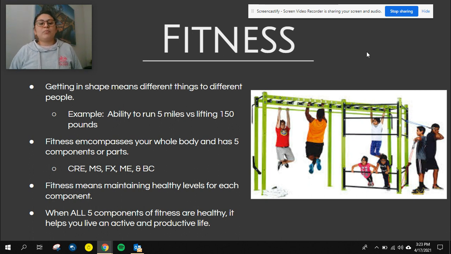When all of the five components of fitness are healthy or hit healthy zones, it helps you live an active and productive lifestyle. Fitnessgram, or the fitness assessments, will give us a good measure of who is in their fitness zone, or how far you are from reaching the healthy fitness zone in each of those components. That's why we measure those data, because we want to let you know how you've improved from the beginning of the school year to the end of the school year. Unfortunately, because of COVID, we did not test in the beginning of the school year. So we're just going to get our end of the school year data. Okay.